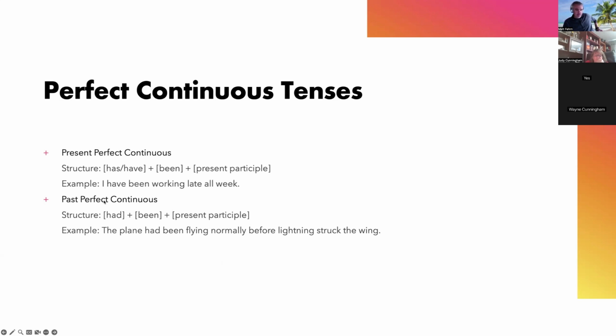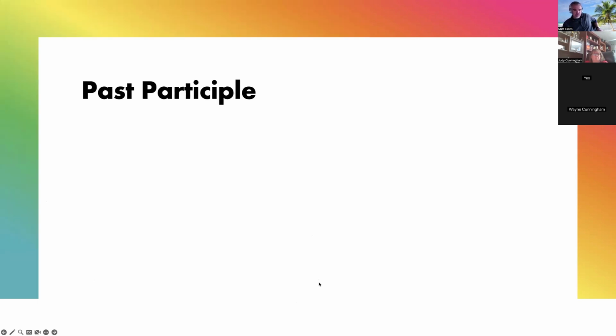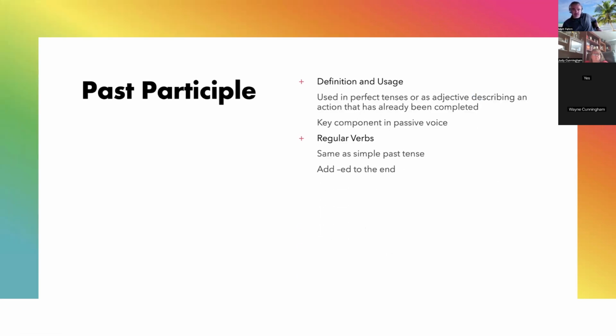Past perfect continuous is had been plus present participle. So the plane had been flying normally before lightning struck the wing. And then for future perfect continuous, it's will have been plus present participle. So in September, we will have been dating for 2 years. So it's describing the action. And past participle is used in perfect tenses or as an adjective describing an action that's already been completed. It's a key component in the passive voice.